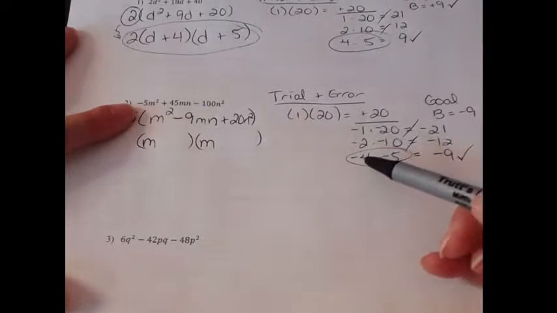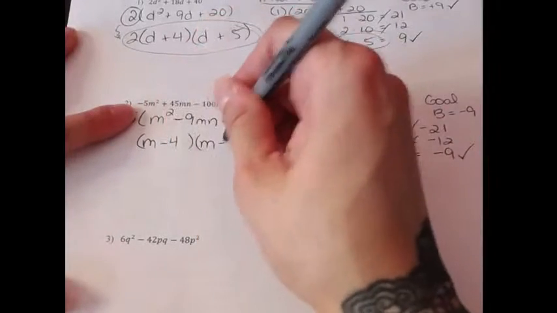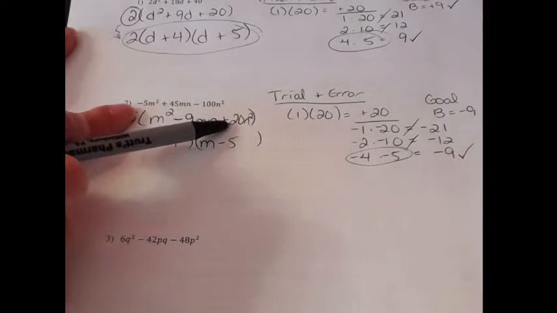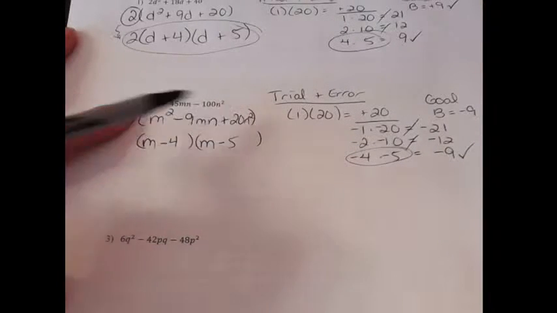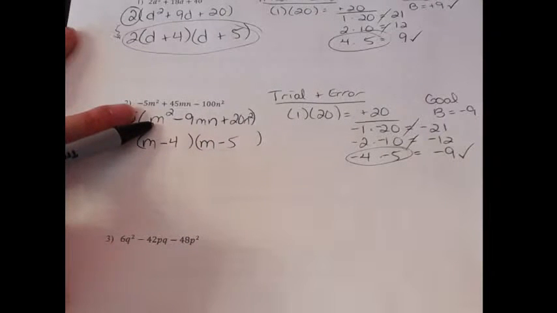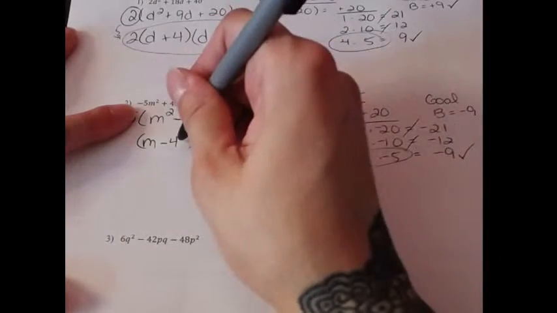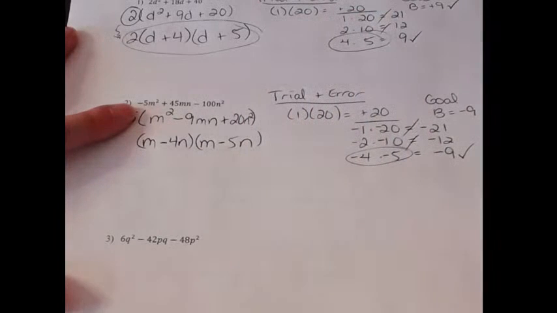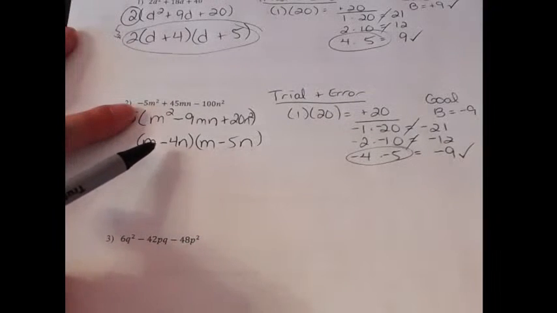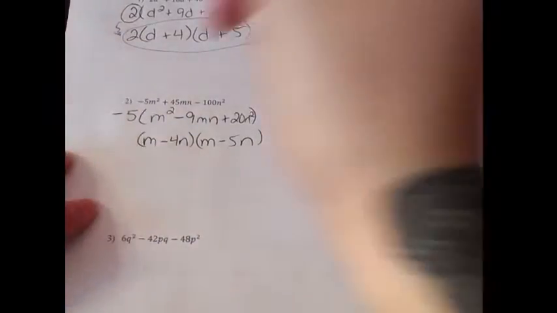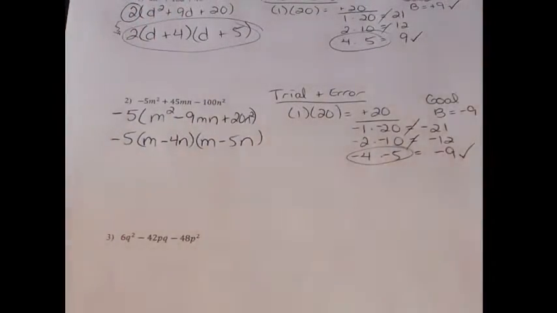Now we still have our factors negative 4 and negative 5, but there's one more issue. Look at the last term, 20n squared. Well, if for m squared you broke it down and wrote it as your first term in each parentheses, then your n squared you must break it down and write it in your second term for each set of parentheses. So your factored form actually looks like m minus 4n times m minus 5n with that negative 5 in front. That is how you will get your n squared, and that is how you will get your mn.